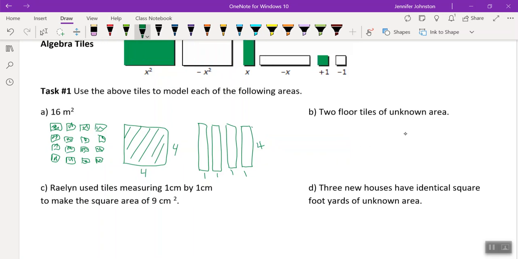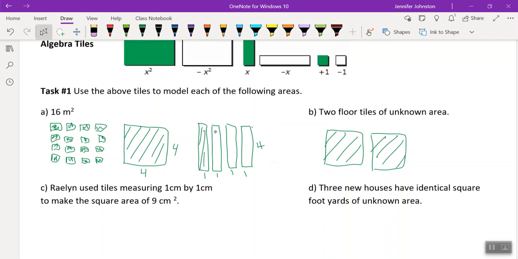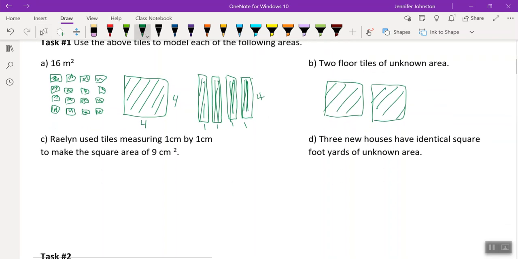2 floor tiles of unknown area would just be, you get to pick any 2 floor tiles of unknown area. So there we go. Again, these ones being filled in because we're looking at something that's positive value, not negative. Raylan used tiles measuring 1 by 1 centimeters to make a square area of 9 centimeters squared. So the only ones we can use here are the little 1 by 1s, that are again filled in because we're not looking at a negative value.